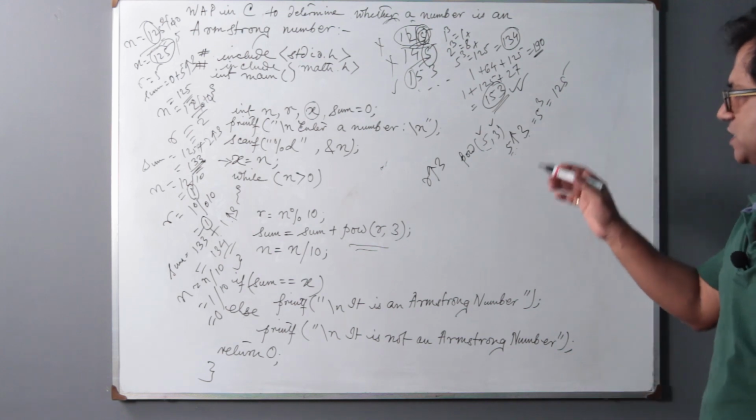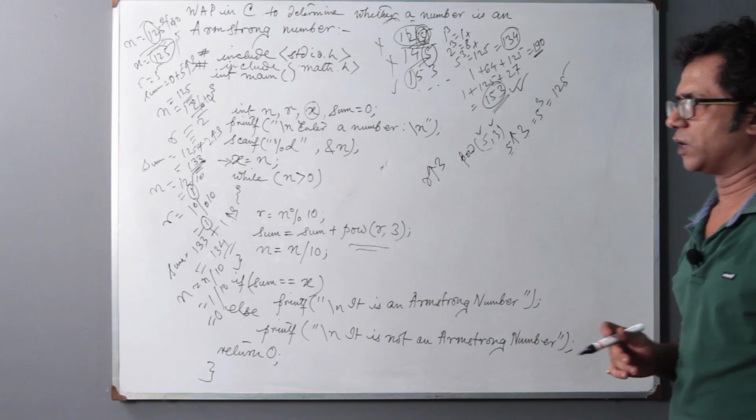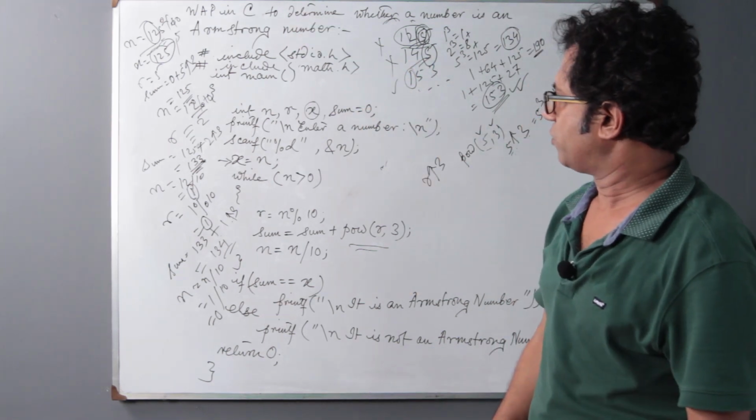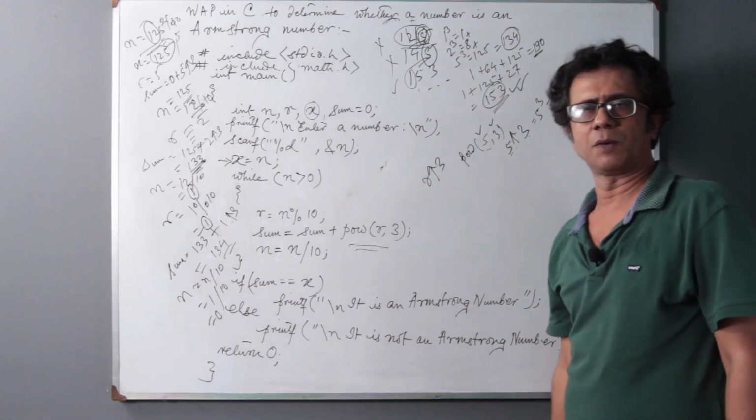So that is for the better understanding of the program. We have taken some sample values and made a dry run in order to make you understand this Armstrong number logic, Armstrong number program.